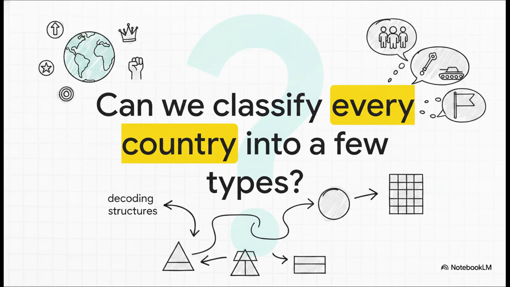So, what if I told you that almost every single country on Earth, with all its unique culture, history, and people, can ultimately be classified into just a handful of government types? Some nations are ruled by the people, right? Others by a king or a queen. Some are completely controlled by a single political party, and a few are steered by military leaders.